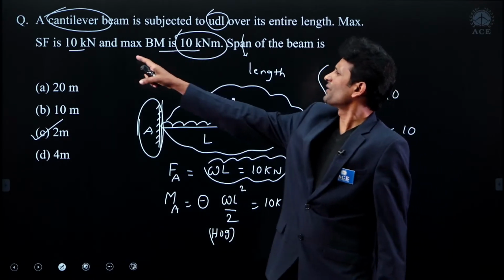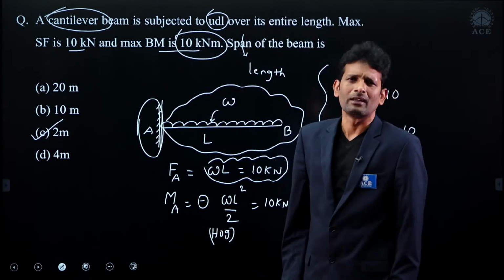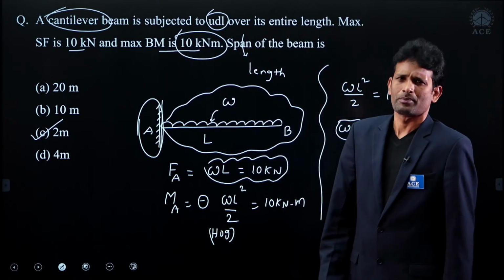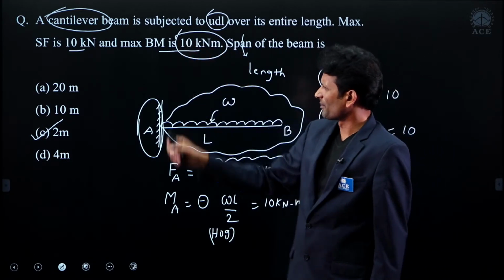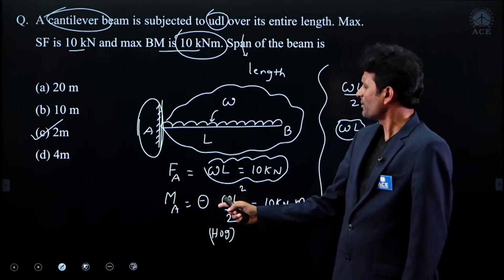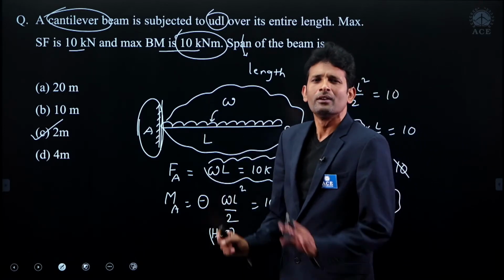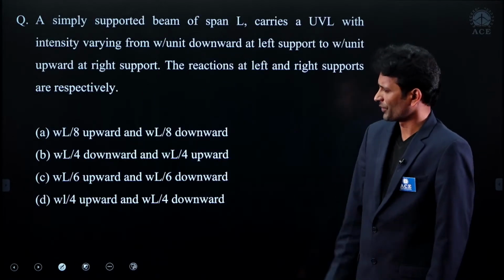So by using the shear force as well as the bending moment, we try to find out the length of the particular beam from this particular problem. This type of question has been asked 2-3 times in previous examinations, so be careful about this one. This is a standard case. If you remember the formulas for the standard cases, we can save the time. Let's move on to the next question.